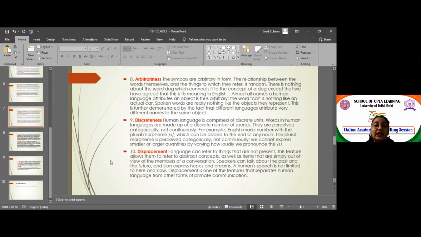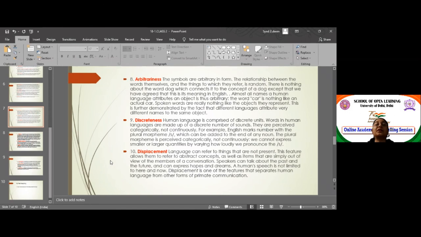Yeah, displacement. Language can refer to things that are not present. This feature allows them to refer to abstract concepts as well as items that are simply out of view of members of a conversation. Speakers can talk about the past and the future and can express hopes and dreams. Human speech is not limited to here and now. Displacement is one of the features that separates human beings from other primate conversation.